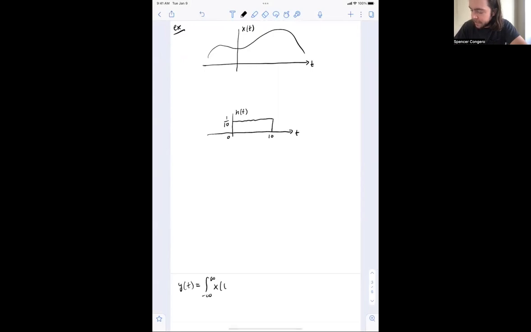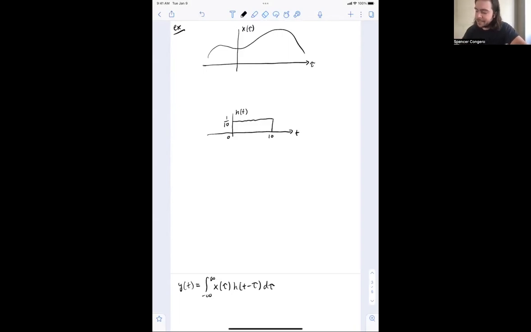The convolution is going to be the integral of x of tau, h of t minus tau, d tau. Okay, and we'll take that function now and try and break it down piece by piece. All right, so x of tau, how can I get my hands on that function? Well, that's pretty easy. I just take x of t up here and change the variable to tau.